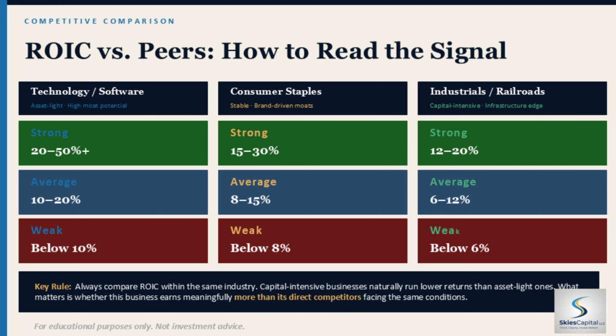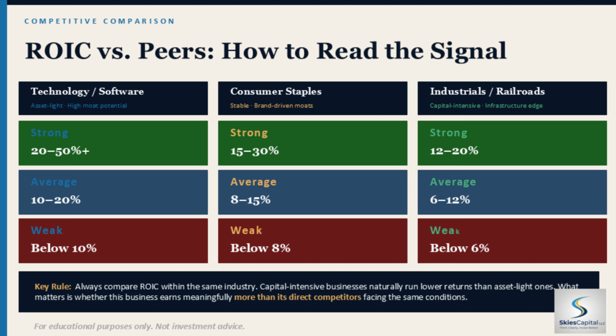Before we go any further, one thing needs to be clear. ROIC does not exist in a vacuum. Industry context matters. Look at the 3 groups on the slide. Technology and software businesses are usually asset light. They do not need much capital to grow. So strong ROIC can be very high, often 20 to 50% or more.